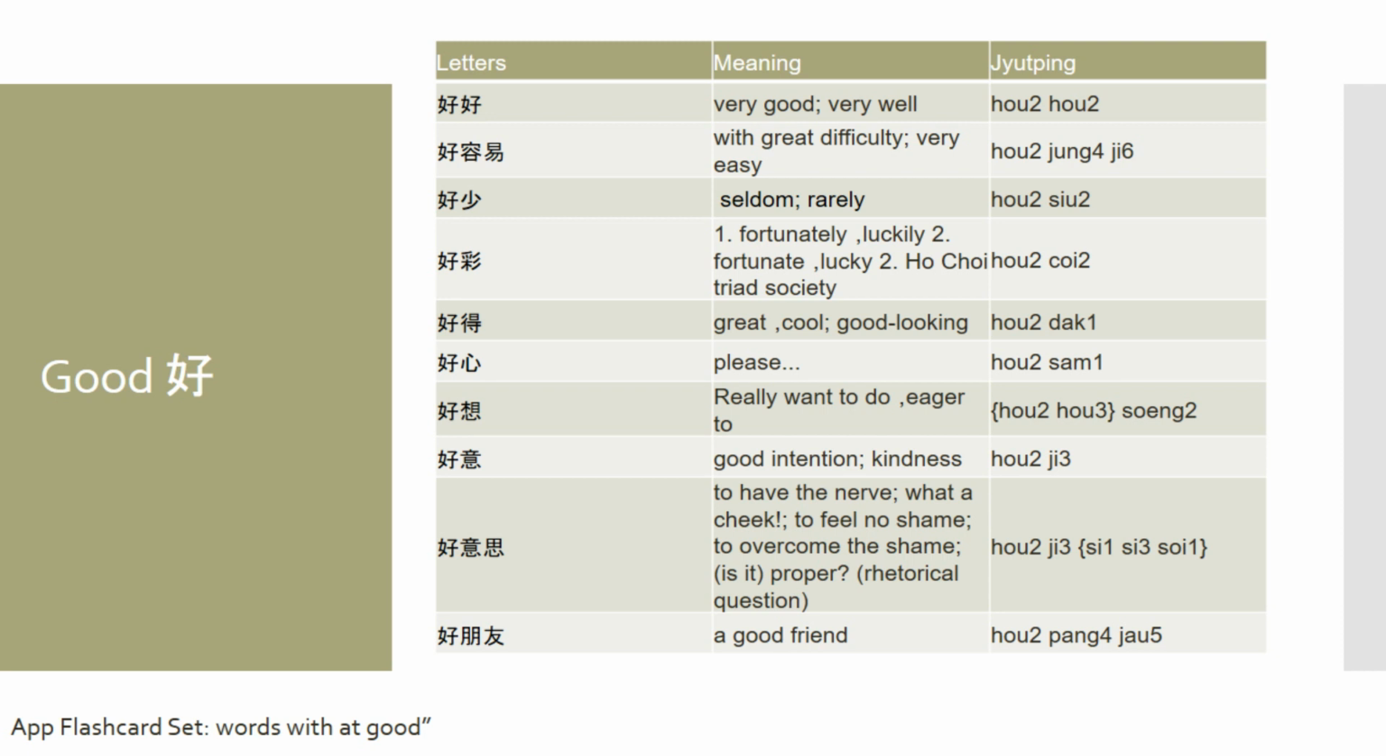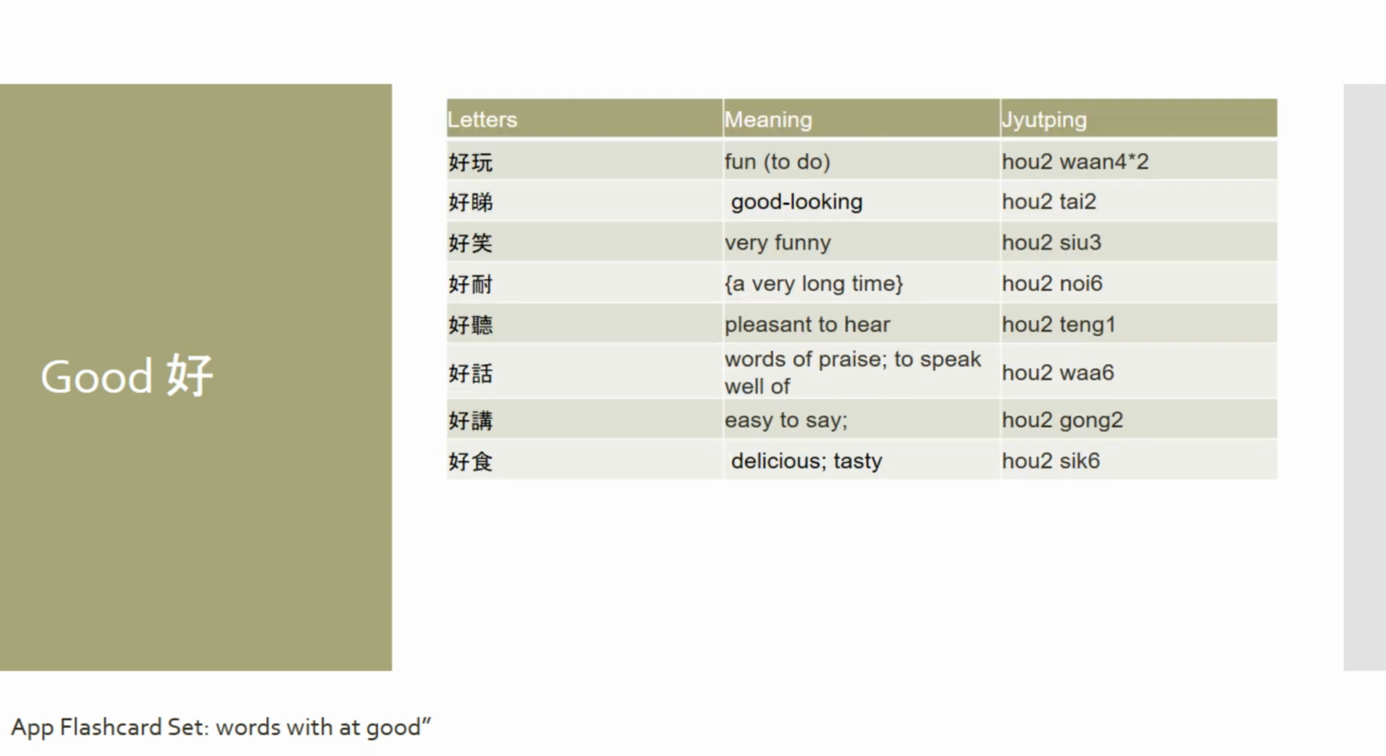On the other hand, if you want to say excuse me in Cantonese, then you could say 唔好意思. Now, this actually sounds wrong because you should tone down the last character if you say excuse me in Cantonese. So instead, you would say 唔好意思. And lastly, a good friend in Cantonese is 好朋友. Fun to do in Cantonese is pronounced 好玩.